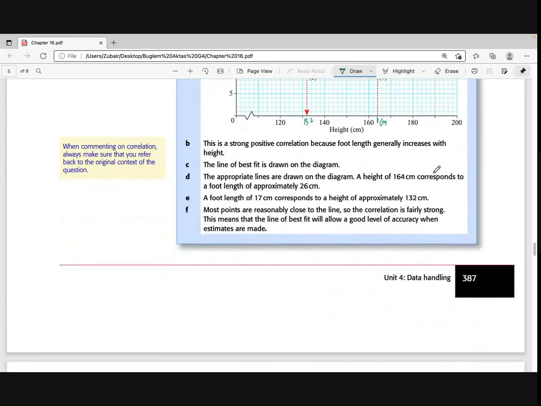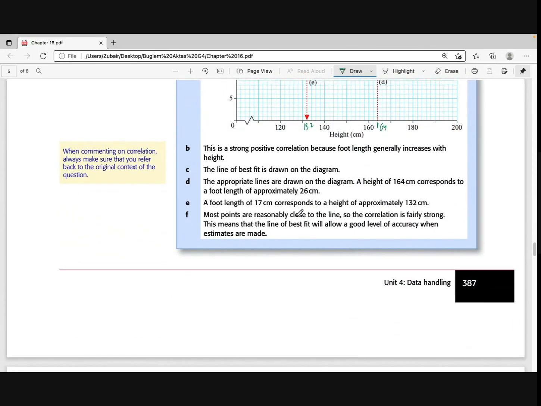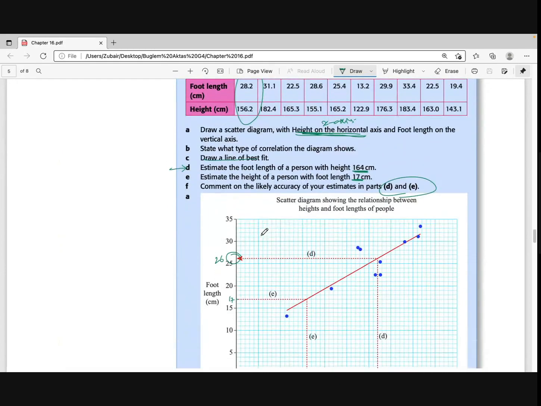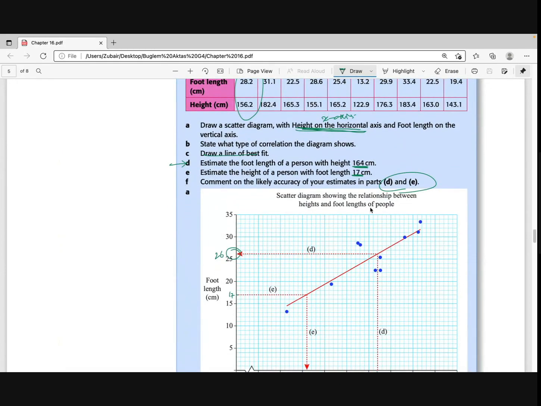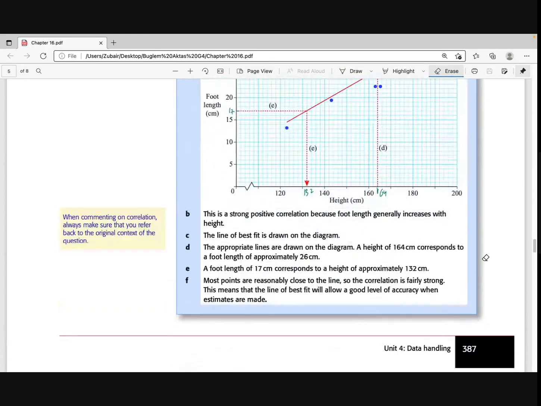Let's see what wording they are using. Most points are reasonably close to the line, so the correlation is fairly strong. You see, if these 2 points were here and these 2 points were here, our likeliness would increase even more. But because they're not, it's fairly strong. Yes. This means that the line of best fit will allow a good level of accuracy when estimates are made.